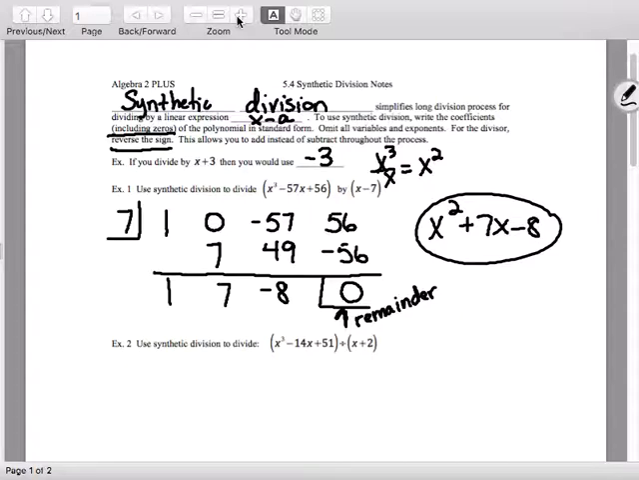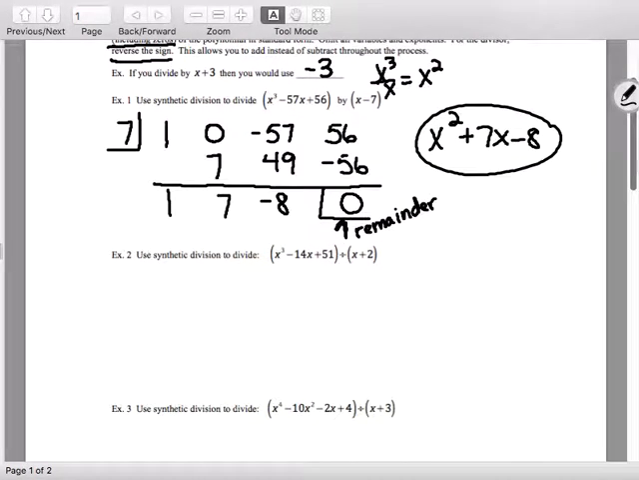This is way easier than that big long division. The bummer is long division doesn't, or synthetic division doesn't work all the time, so we do have to use long division some of the time. All right, so let's try another one before you ask me any questions or say you don't get it, because right now it's new, so it shouldn't make much sense.